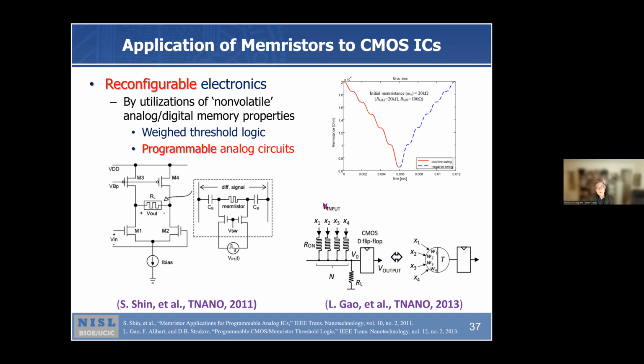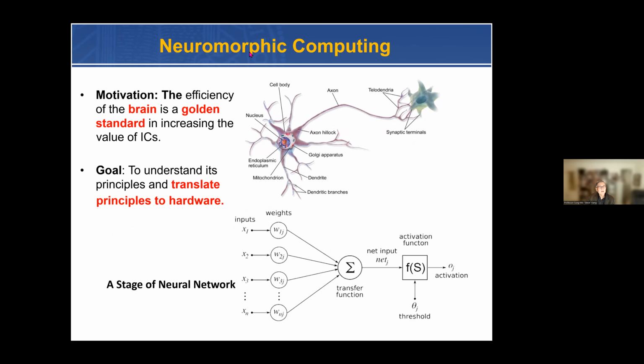Also, you can use this in a neuromorphic circuit, neural network. For instance, you have the weight, and you can program the weight just like this. So that's another application. Next, the application to neuromorphic computing using memristors. Why neuromorphic computing? Well, the brain is the gold standard in terms of energy efficiency. So we are trying to mimic the biological neural network using a hardware neural network.